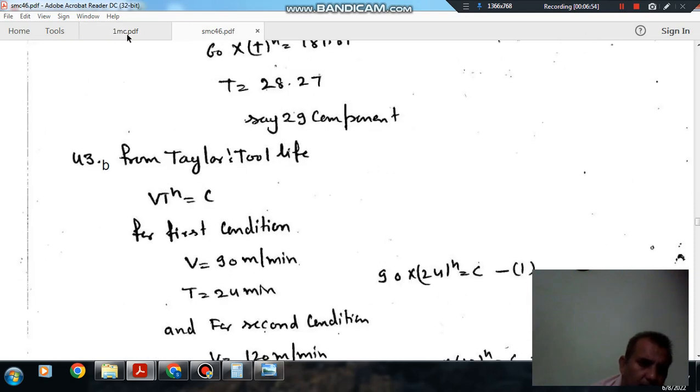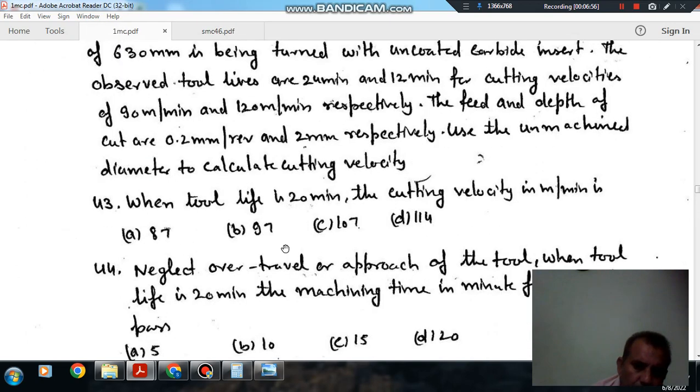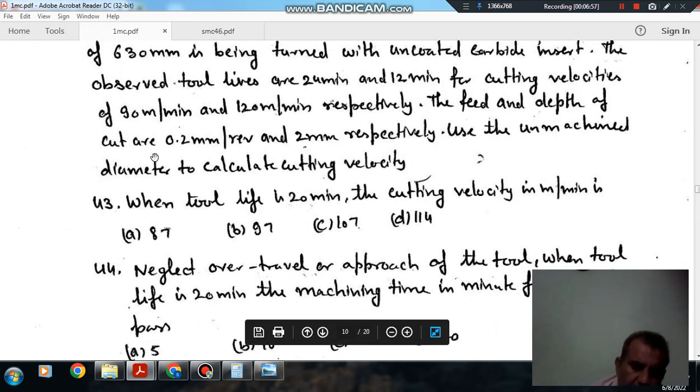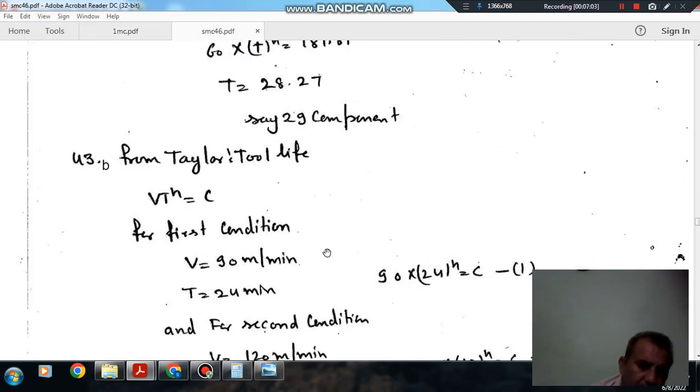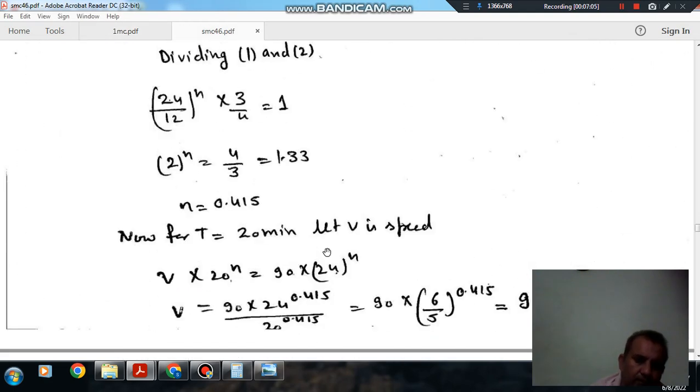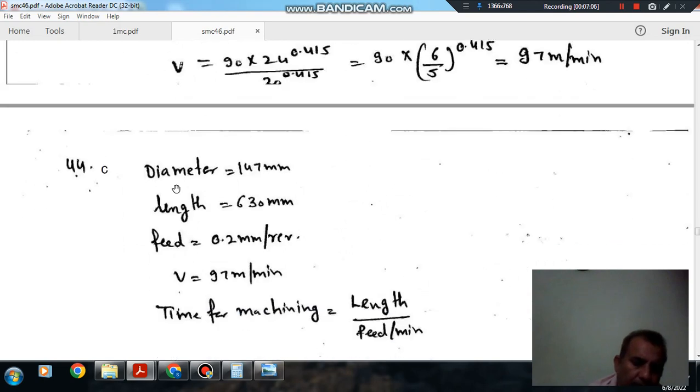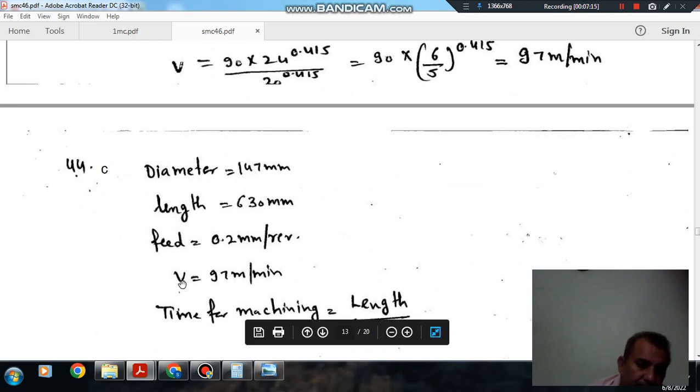Next, we have to determine the machining time in minutes when the tool life is 20 minutes. When the tool life is 20 minutes, the speed is 97 meter per minute. The diameter of the workpiece is given as 147 mm, and the length is given as 630 mm. Feed is given as 0.2 mm per revolution, and V is 97 meter per minute.